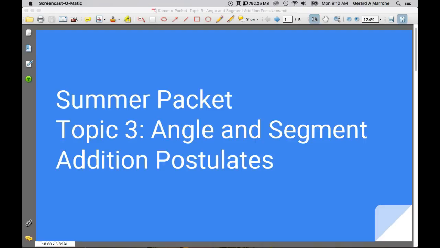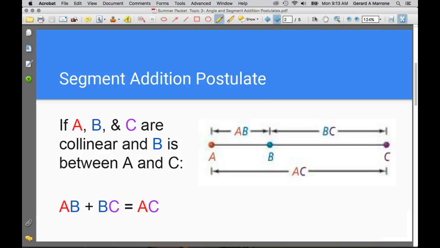So this coincides with the angle and segment addition postulates piece of your summer packet. Okay, we're going to look at both the angle addition and the segment addition postulates and an example of each. And they're identical to each other. The biggest difference is that one refers to segments, and the other refers to angles, as you could guess by the names. Geometric terms are fairly literal in their naming.